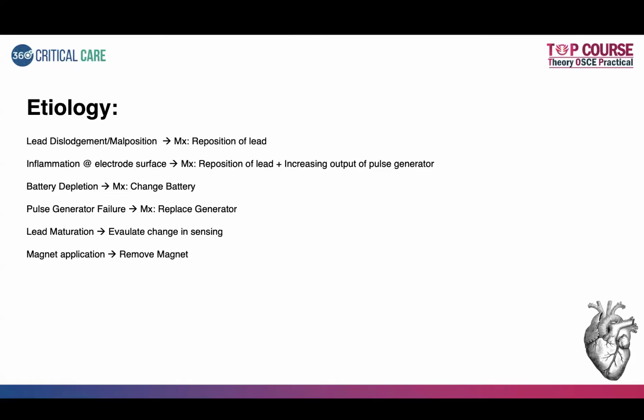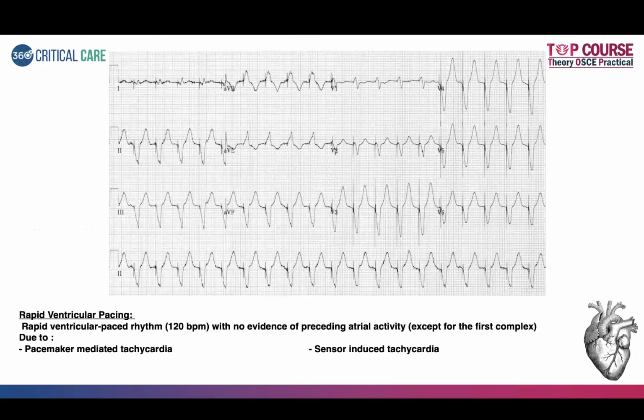It is done by a specific company. Whichever company, like if it is Medtronic, that company has to specifically come. The representative has to come and help aid in changing the settings. If there is battery depletion, then the battery change has to be done. But if battery change has to be done, temporary venous pacing has to be done initially. Keep the rhythm adequate and the rate adequate, and then proceed with the change of battery. Or if there is pulse generator failure, then you need to replace the generator. If lead maturation is there, then you have to assess the change in sensing. And if they have placed a magnet, then it is necessary to remove the magnet. So these are related to failed pacing.